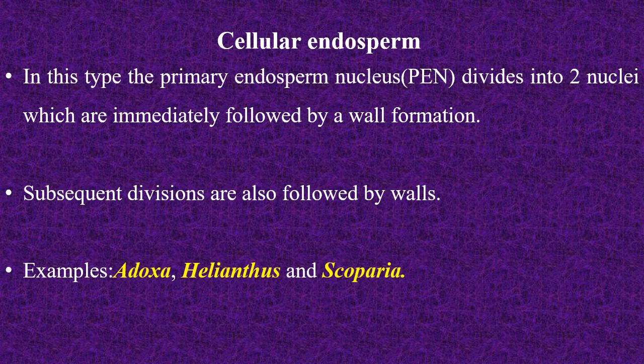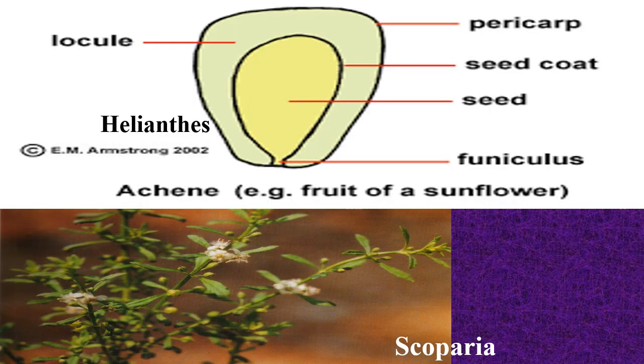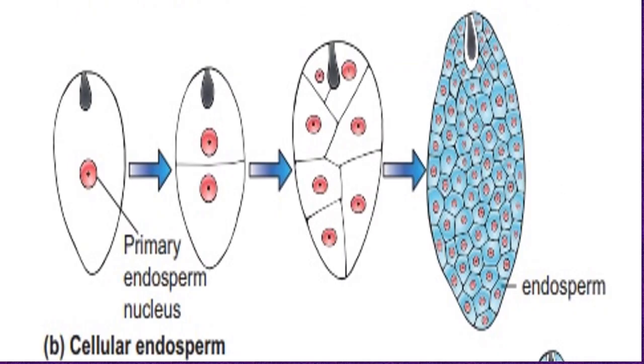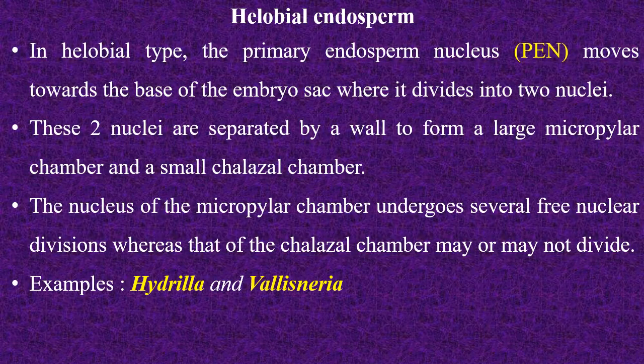Next is cellular endosperm. In this type, the primary endosperm nucleus divides into two nuclei, which are immediately followed by a wall formation. Subsequent divisions are also followed by walls. Examples are Adoxa, Helianthus and Scoparia dulcis. This is the structure shown for Scoparia dulcis, and this is the cellular endosperm developmental structure.